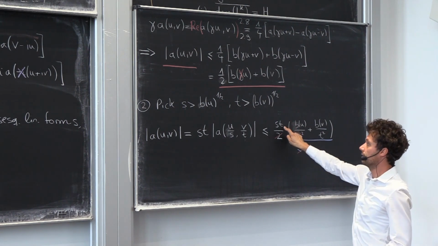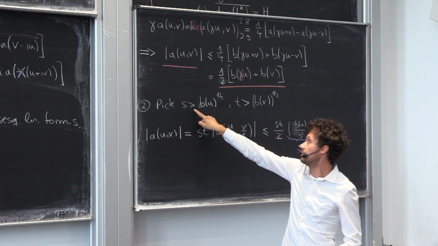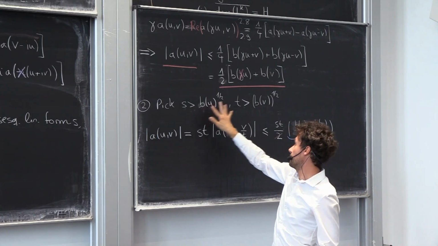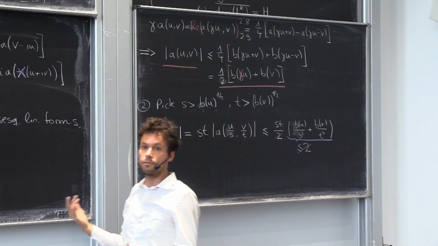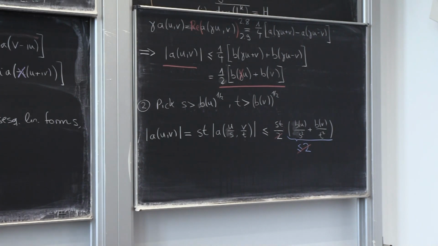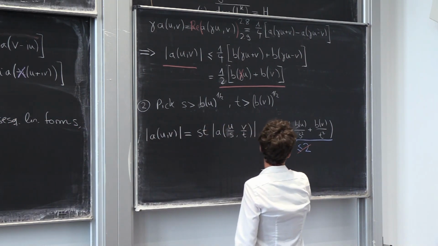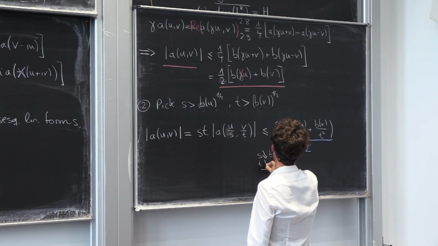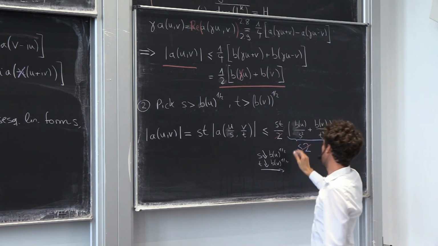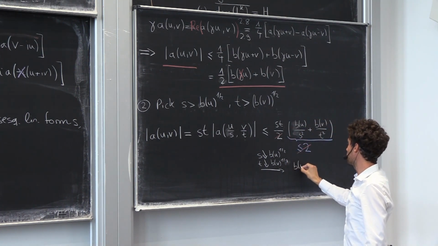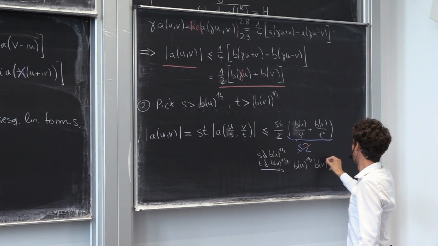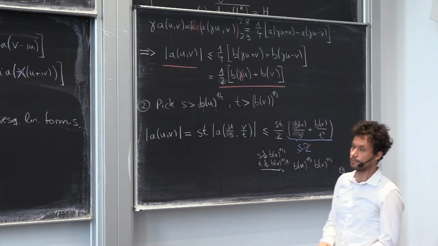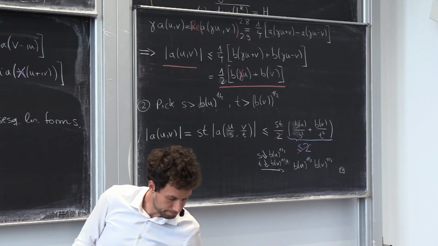You just get st, and you just have to recall what s and t were. Well, s and t were any real numbers larger than this or this. So if this is true for any real numbers s and t with these properties, I can send s to the square root of b of u, and I can send t to the square root of b of v. And this right-hand side, s times t, approaches precisely what I want. Okay? That's the proof of Schwarz's inequality.